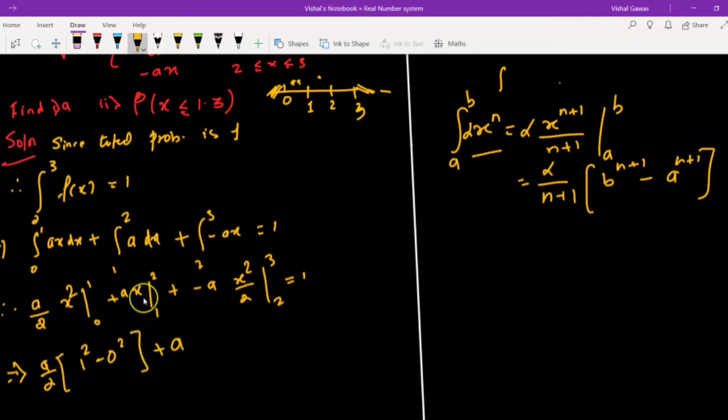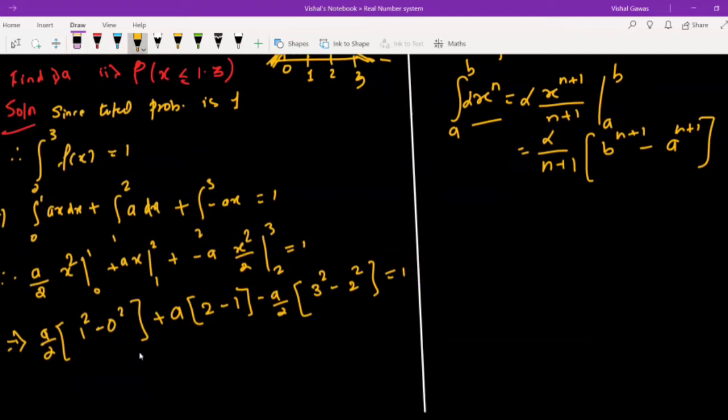Plus a times 2, right? 2 put in place of x. 2 raised to 1 is 2 minus. And here you take minus, that's a minus sign there, so you've got to be careful. So this would be minus a by 2 out, and this would be 3 square minus 2 square, right? So if I simplify this, that's everything equal to 1.